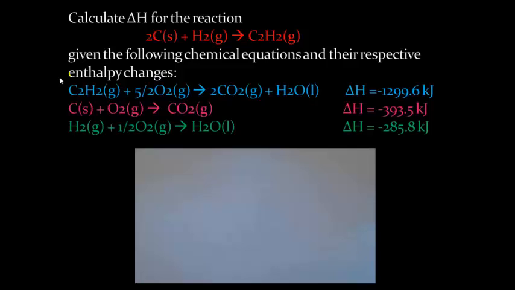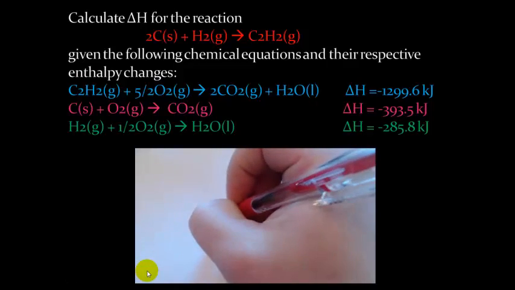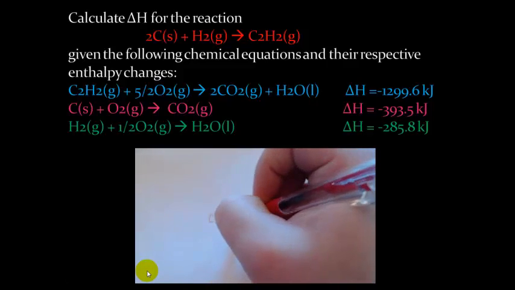Calculate the delta H, or the change in enthalpy, for this reaction. So carbon plus hydrogen forming C2H2. Given the following chemical equations and their respective enthalpy changes. So here I've given you 3 different equations and the change in enthalpy for each one. And you can see that none of these 3 is the equation that we want. However, what we can do is add these equations together to get the reaction that we want.